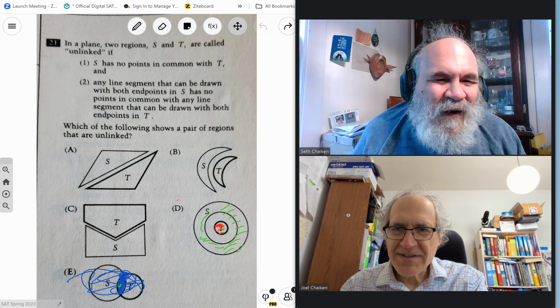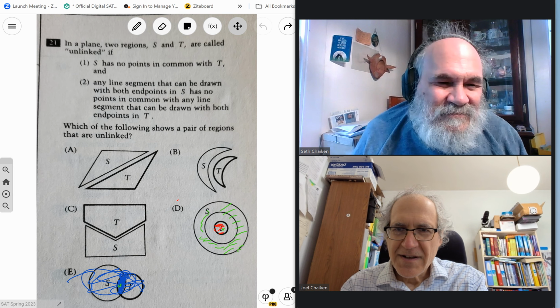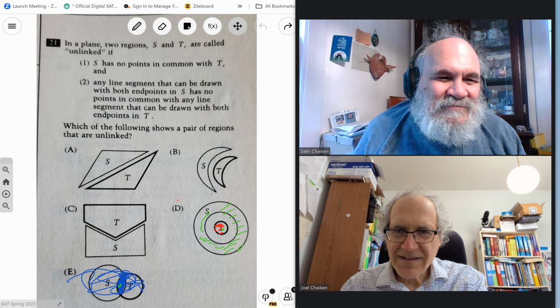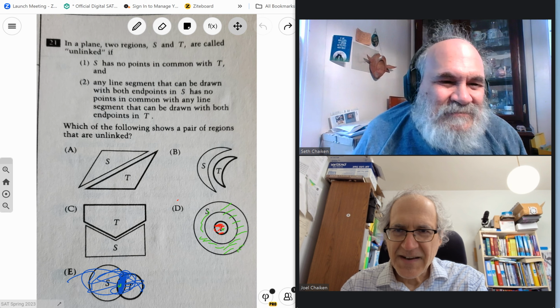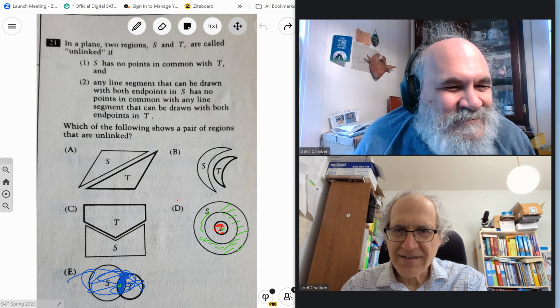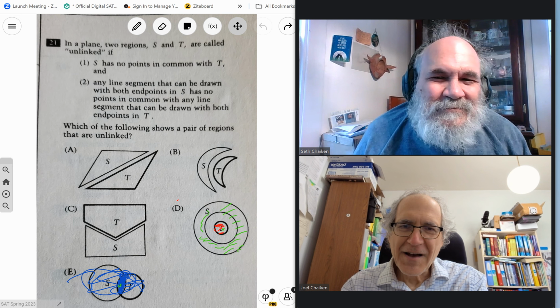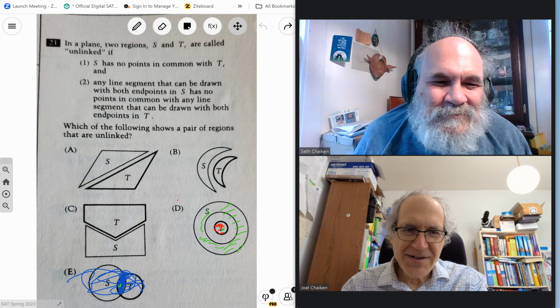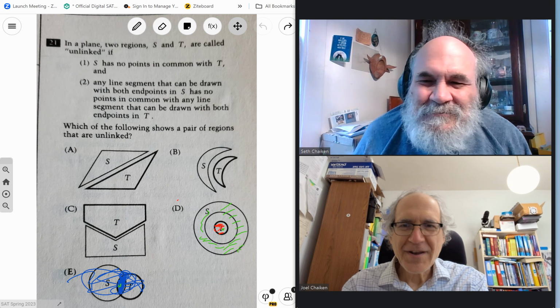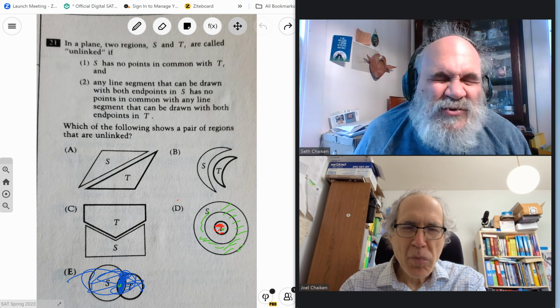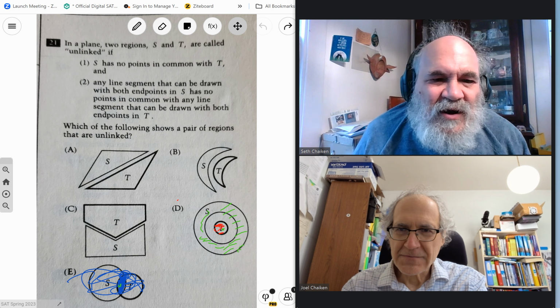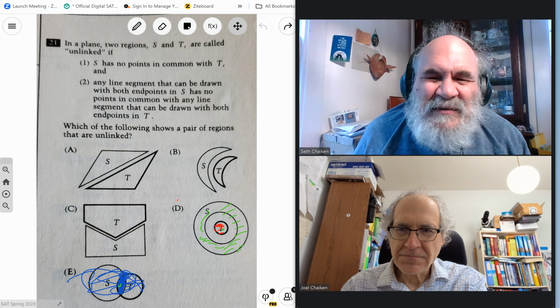Okay, now what does this mean? Any line segment that can be drawn with both endpoints in S has no points in common with any line segment that can be drawn with both. Seth, I'm just going to be spending my time. Do you understand this? Yes. Okay, good. Then why don't you go for it? So I would look at it by elimination.